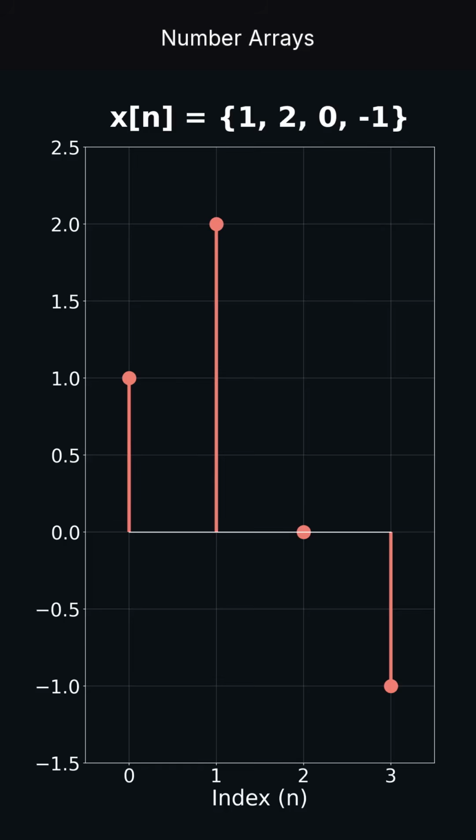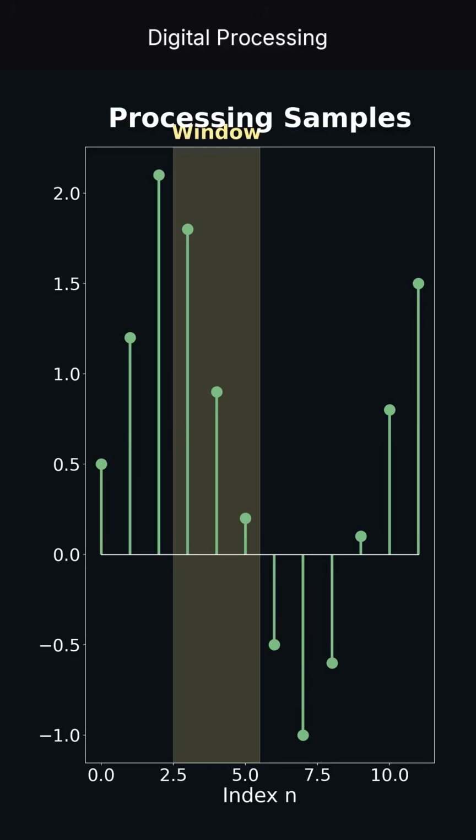At its core, x of n is just a simple array of numbers. For example, at indices n equals 0, 1, 2, and 3, our discrete signal might hold the exact values 1, 2, 0, and -1. Because these signals are essentially just arrays of numbers, they are perfect for digital processing.